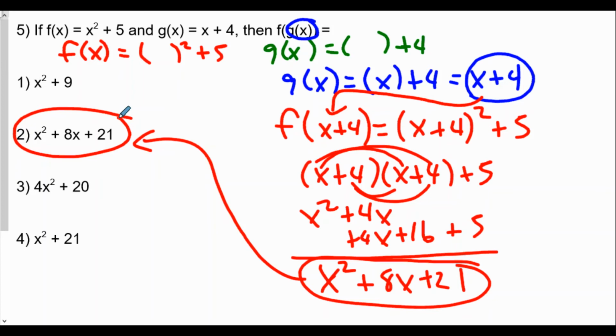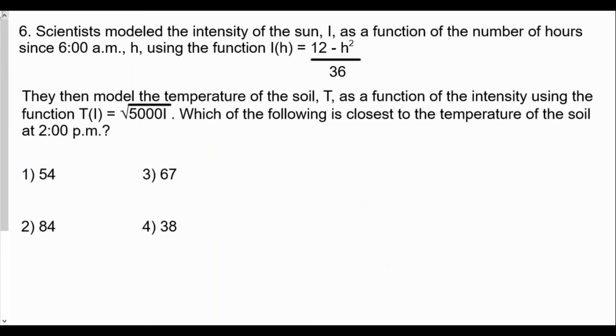Okay, let's continue. So we now have, in this case, question number 6. Now, this is a word problem, and so we see in this case, scientists model the intensity of the sun, I, as a function of number of hours since 6 a.m., h, using the function I of h equals 12 minus h squared over 36. Then they model temperature of soil, T, as a function of intensity using the function T of I equals the square root of 5,000 I. Which of the following is close to temperature of soil at 2 p.m.?